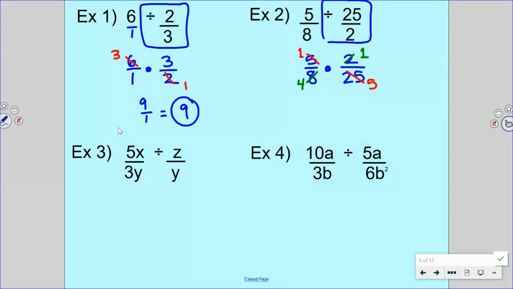Now we can multiply. 4 rows of 5 is 20 in the denominator. Meanwhile, 1 row of 1, that neither simplifies nor reduces. So we have it in simplest form.